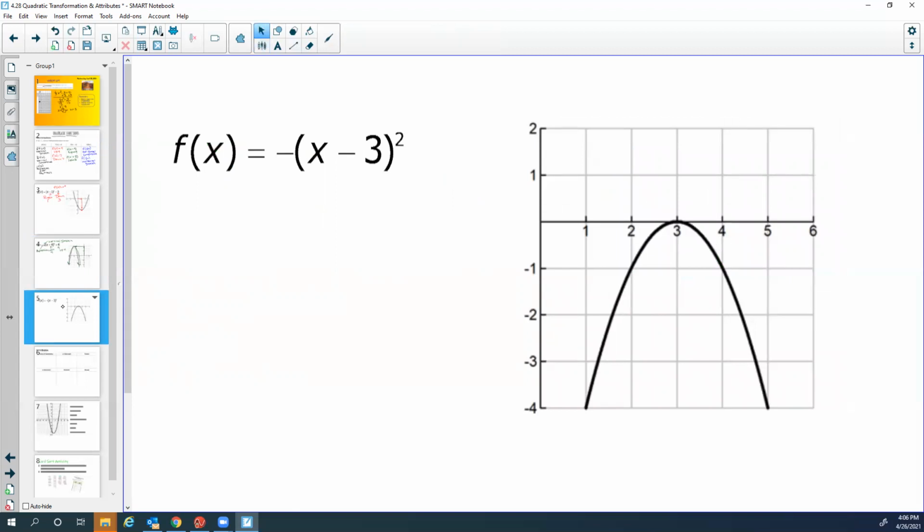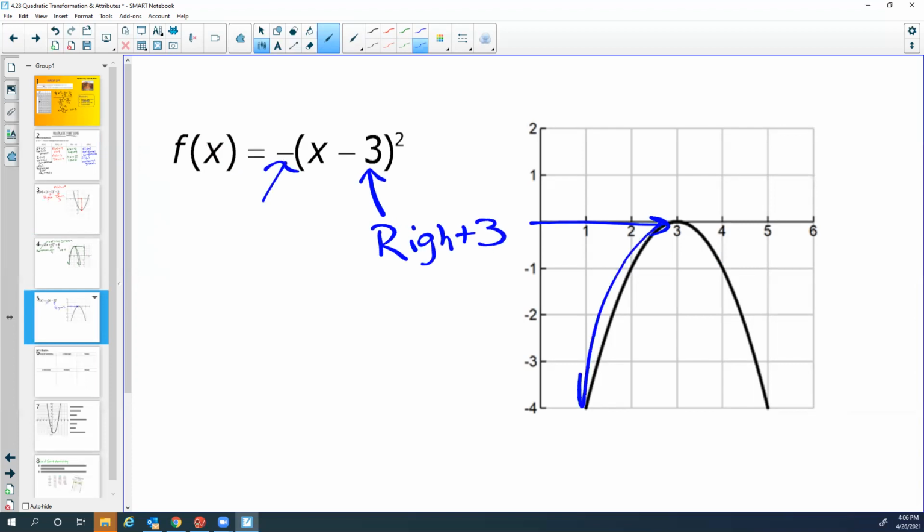Next one. Again, this one actually is kind of easier to identify than the last one. First off, I can see my parabola move to the right, and so that's how I know it went to the right by 3. My parabola is flipped upside down. That's how I know I have a reflection.